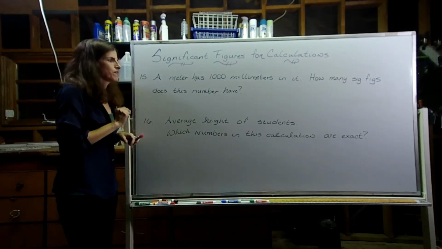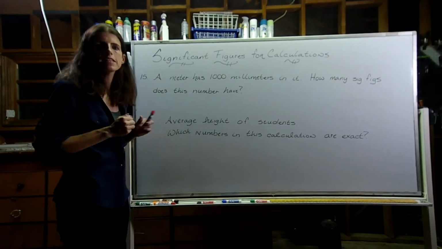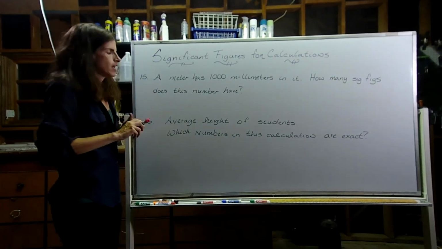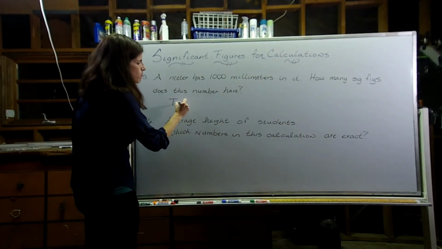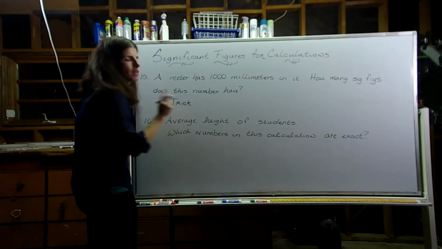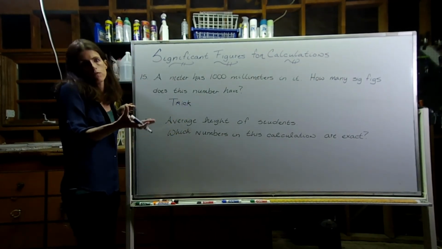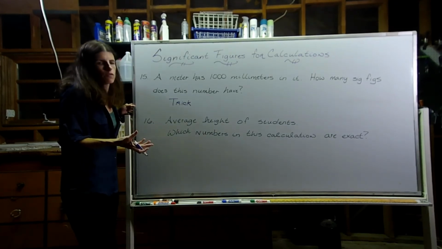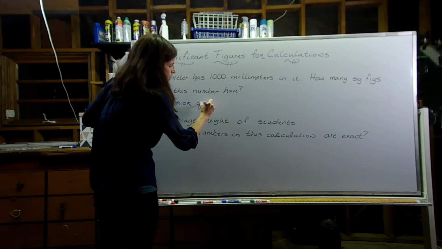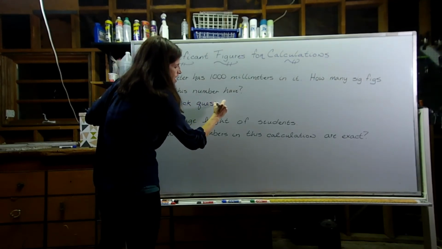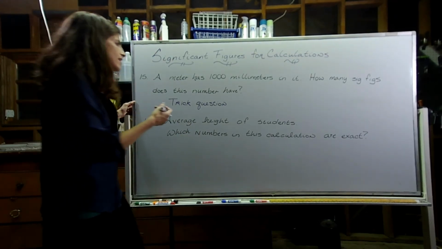Alrighty, number 15. A meter has 1,000 millimeters in it. How many sig figs does this number have? This is a trick question. The fact that a meter has 1,000 millimeters is part of the metric system conversions. It's a metric system conversion factor. So there are no sig figs to even consider. It has endless sig figs. It's an exact number.